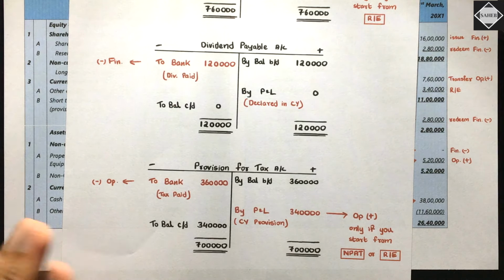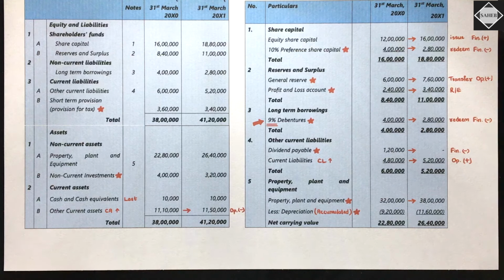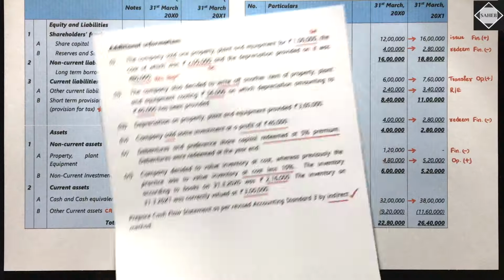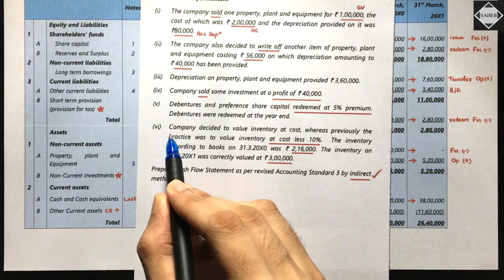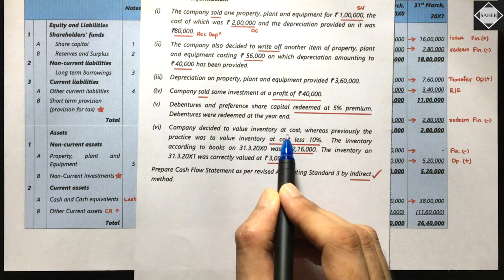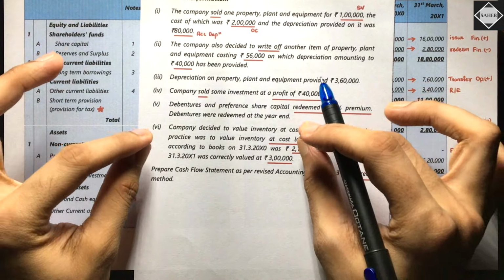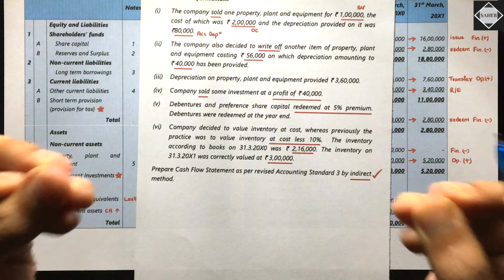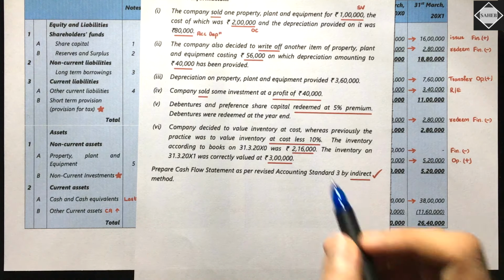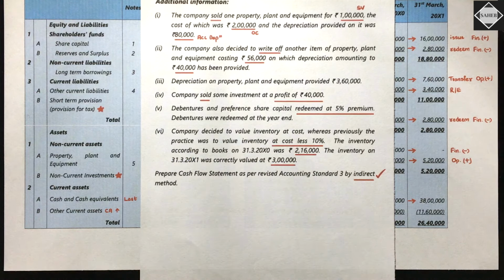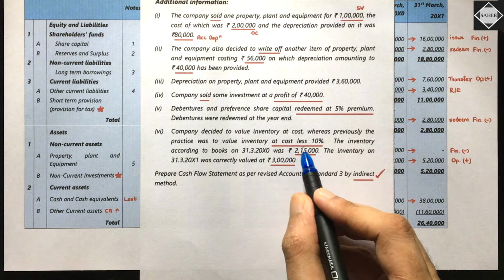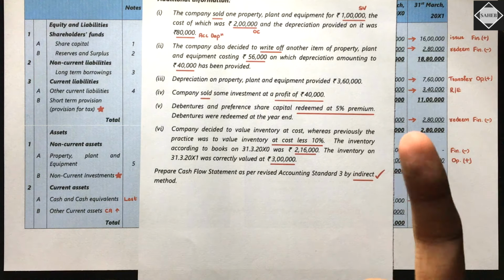So we are done with all the ledger accounts, isn't it? All the star marks have been covered. Okay, now the only adjustment that is left is regarding the inventory, the most special one. So let's understand what is happening regarding this inventory. See, it's really simple. The question is saying, let's just read this. Company decided to value inventory at cost. Okay, so this is what we have decided in the current year, that we are going to value our inventory at cost. But they are saying, whereas previously, that means previous year, the practice was to value the inventory at cost less 10%. Now understand, they're talking about previous year.